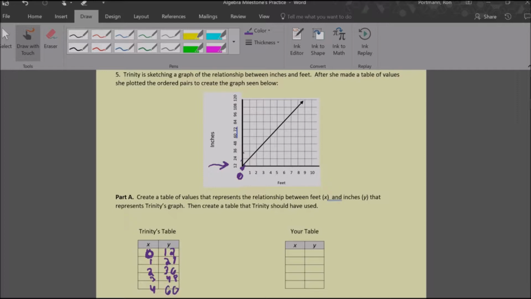What she should have done is start at 0, 0. Guys, if you have 0 inches, then you have 0 feet, and vice versa. So 0, 0, and then you have 1, 12. There are 12 inches in 1 foot. That means there's 24 inches in 2 feet, and so on and so forth. So that's what she did wrong there. No offense, Trinity. I wouldn't say you did anything wrong, but all right.